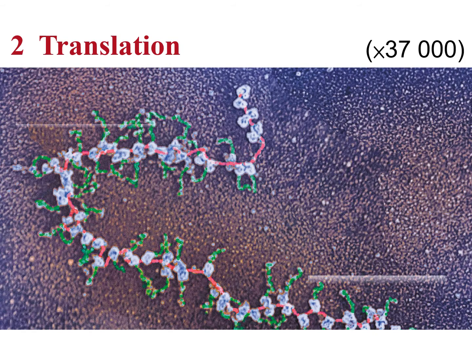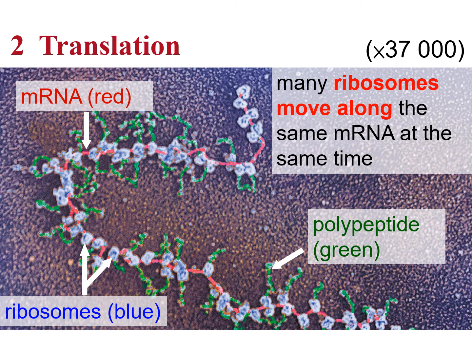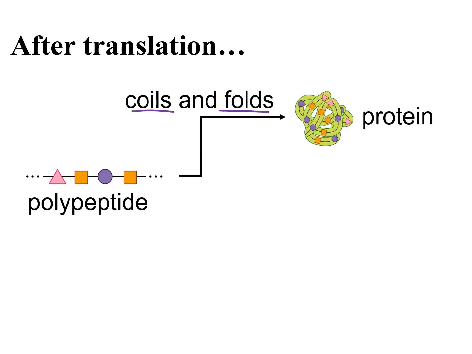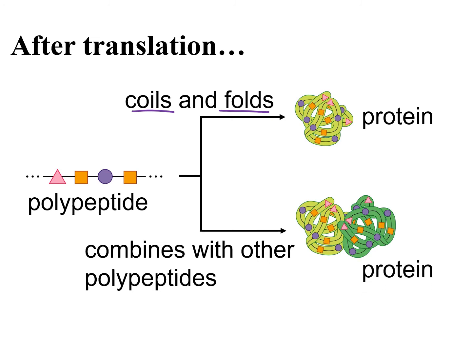The electron micrograph below shows you the process of translation inside a cell. The red one is the mRNA, the blue ones are the ribosomes, and the green lines are the polypeptides produced in the translation. Many ribosomes will move along the same mRNA at the same time to produce a lot of long-chain polypeptides. After translation, the polypeptide formed will coil up and fold up to form a ball-shaped protein. In other cases, one protein can join with another protein to form an even bigger protein.